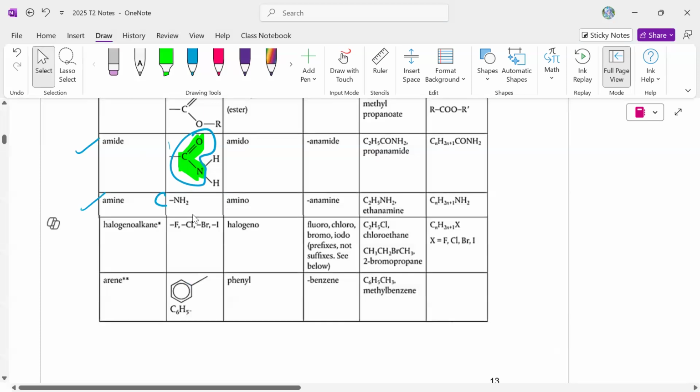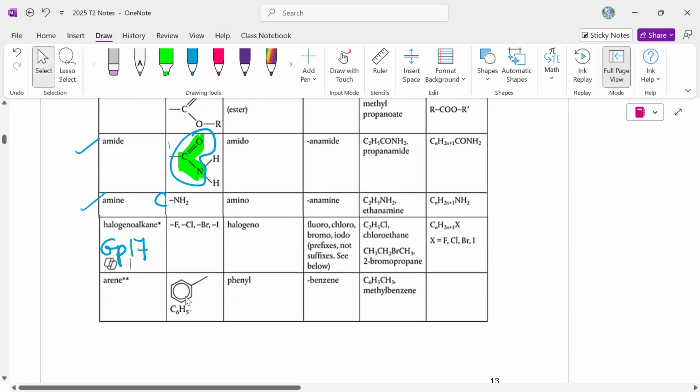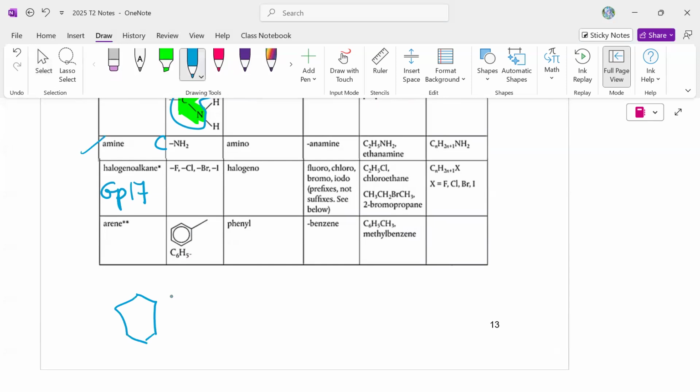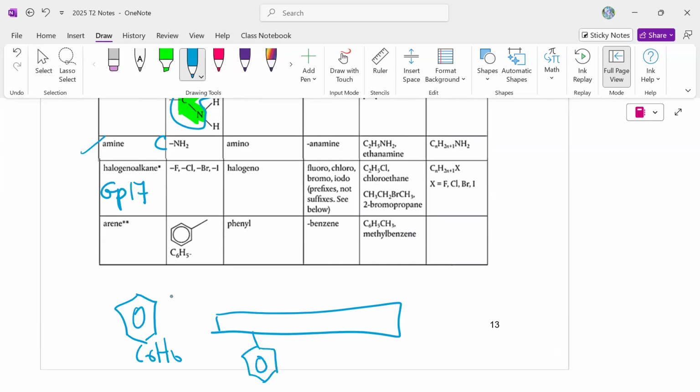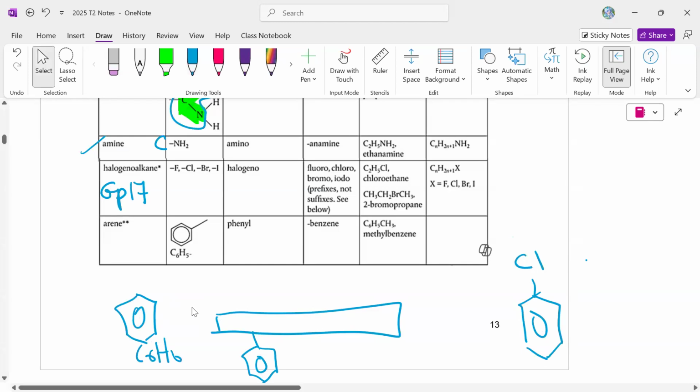Halogenoalkane, I think we know they are halogens, which are the group 17 atoms. And arenes is the benzene ring. Arenes is a benzene. If it is pure benzene, the formula is C6H6. But if benzene is a substituent, or is substituted with something, let's say Cl, then it's C6H5 because one position of H is replaced. Okay, understand? So note the difference.